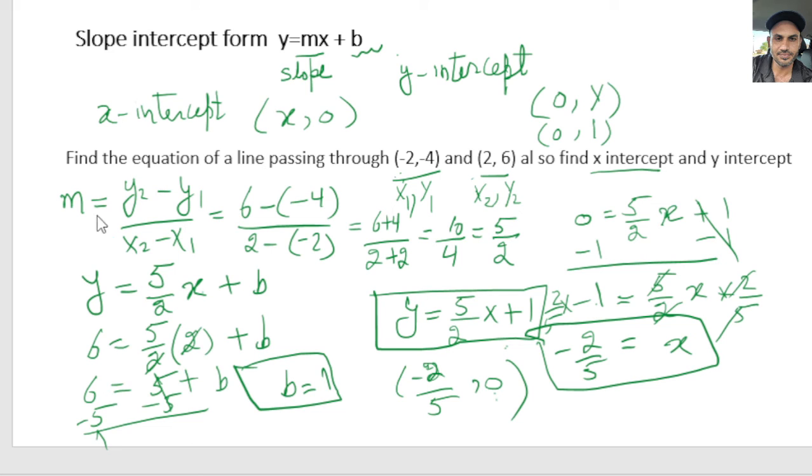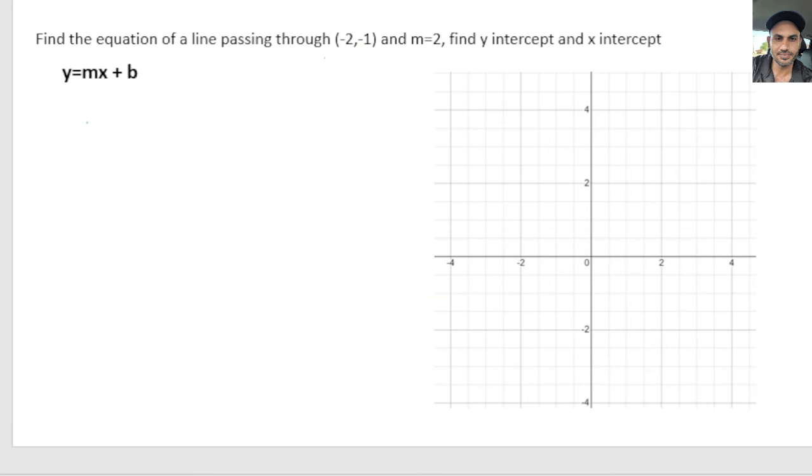Okay, so first let's look at it again. We found the slope, then we plugged the slope into the slope-intercept form, and then we had to figure out what b was, and we used one of these points to figure out the b value. Then we got the b value, and this gave us this equation. And then we solved for the x-intercept by plugging in this particular point into our equation and solving for x, and that came out to be -2/5. Now let's do one more example.